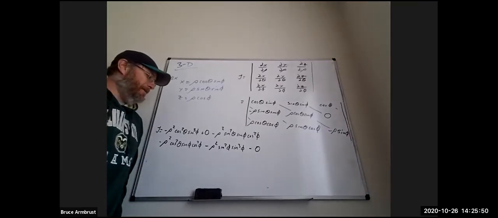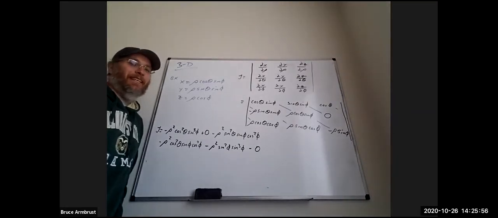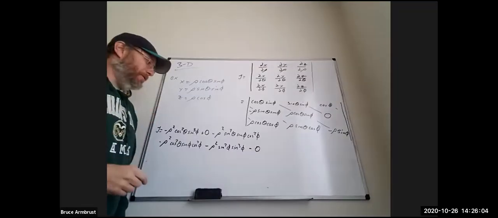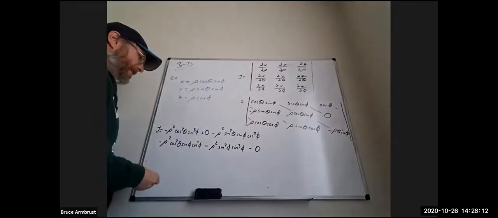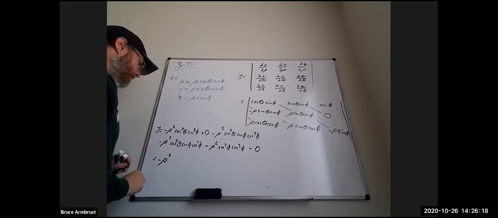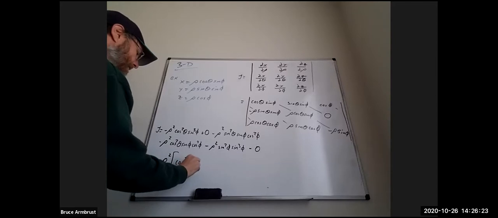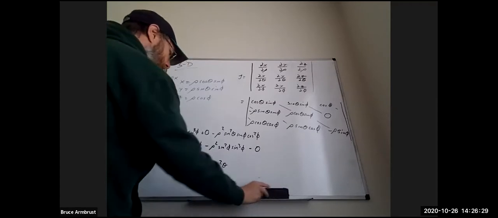And I know you're probably looking at that thinking, that does not look like rho squared sine phi in any stretch of the imagination. Well, they all have a rho squared in common, so we're going to make use of that. In fact, it's all a minus rho squared, so let's pull all that out. So we have minus rho squared, then cosine squared theta sine cubed phi plus sine squared theta.